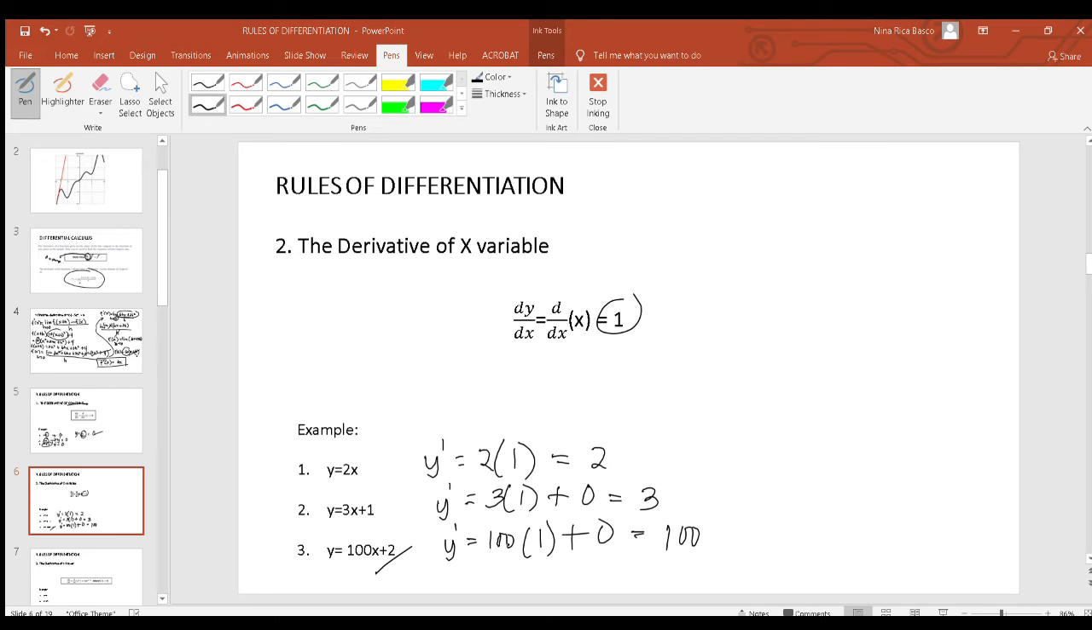Remember, when we are differentiating the variables with constant, for example, 2x, meron siyang coefficient. But yung i-consider lang natin sa differentiation is the x variable. Kaya kahit ano pa yung mga x na yan, kahit anong letters pa yan, kapag dinerivative natin siya, will be always equal to 1.